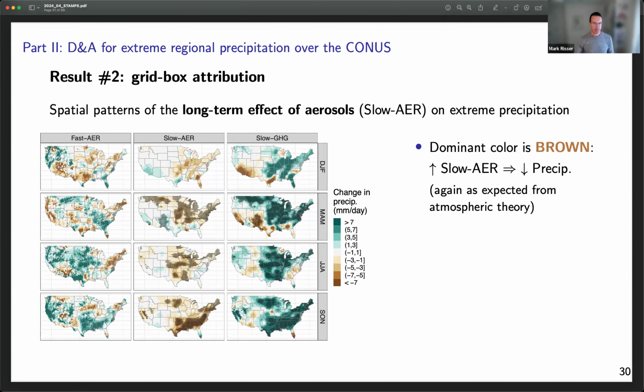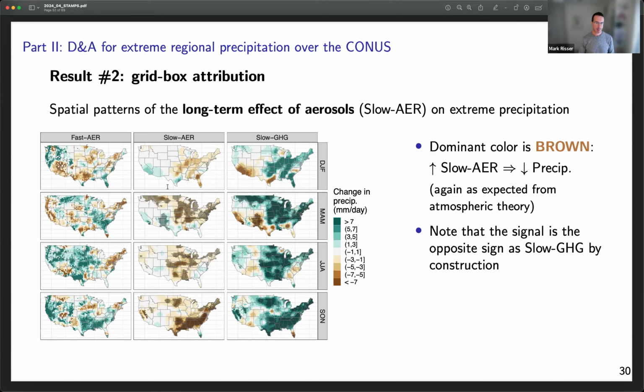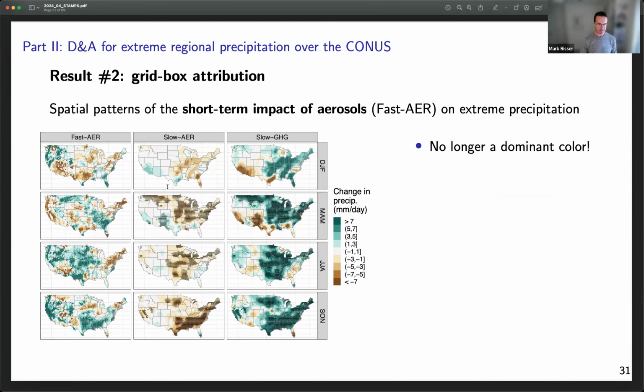If we look at the middle column here, if we think about the long-term effect of aerosols, again, the main color here that we see is brown. So again, that means as that slow aerosol forcing is getting stronger, precipitation will be decreasing. So that's, again, what we would expect. However, I should point out that the sign of the middle and the right column are opposite by construction. So you have this offsetting thing going on here.